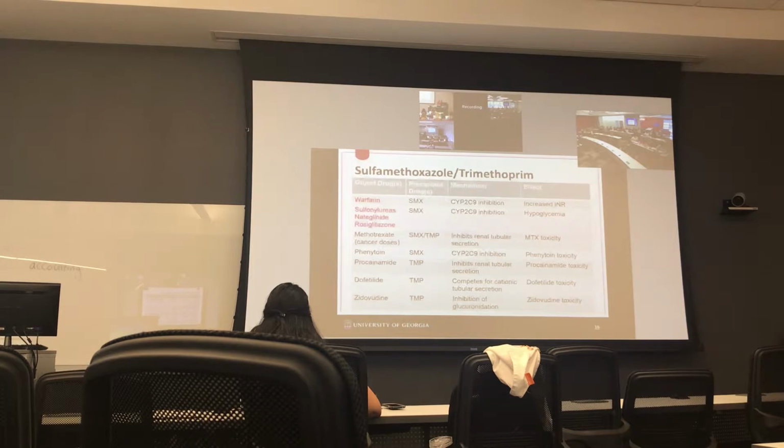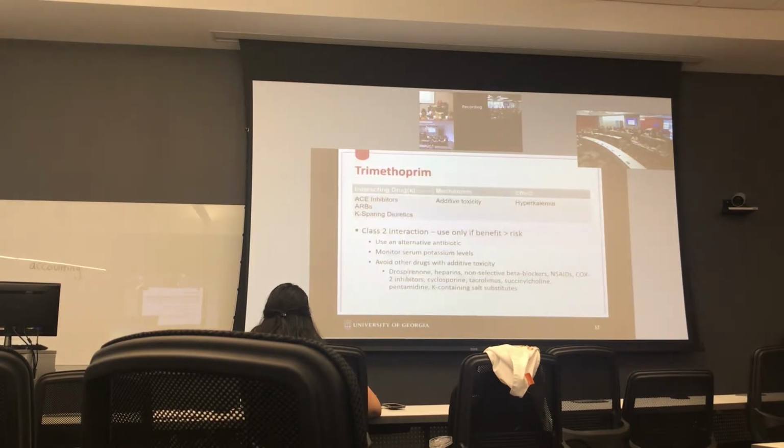So the other interaction that we'll talk about with Bactrim is specifically with trimethoprim, and this is due to its action as a potassium-sparing diuretic. So trimethoprim interacts with ACE inhibitors, as well as our potassium-sparing diuretics, so spironolactone, triamterene, eplerenone, amiloride, due to additive toxicity. So both the trimethoprim and these other agents can cause hyperkalemia. So when we use the agents together, we could get a significant hyperkalemia that could lead to arrhythmias or even cardiac arrest.